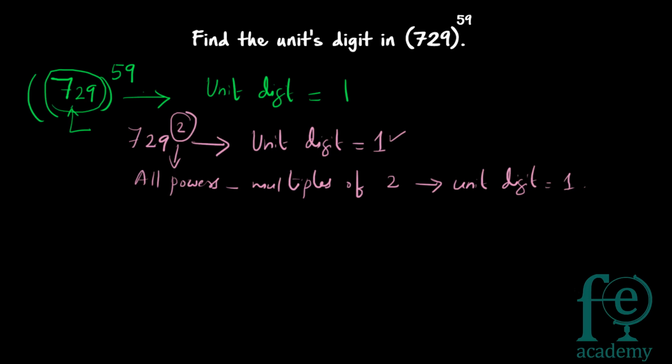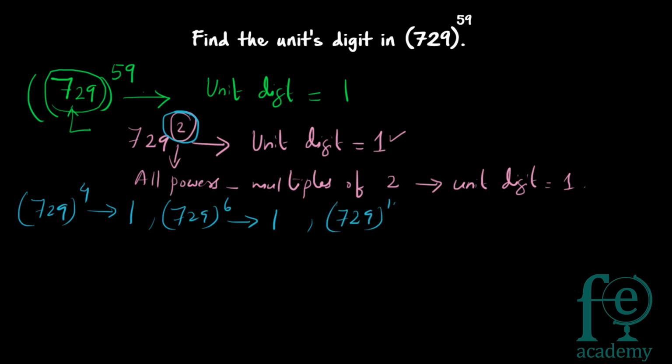So here 2 is the power, 729 square ends in 1. So 2 is the power which is giving you unit digit equal to 1. It means that all the powers which are multiples of 2 will also be giving you unit digit equal to 1. So 729 raised to 4 also will be ending in 1. Then 729 raised to 6 also will have unit digit equal to 1. Or 729 raised to 1000: 1000 is a multiple of 2, so 729 raised to 1000 will have a unit digit equal to 1. So you found out that much.